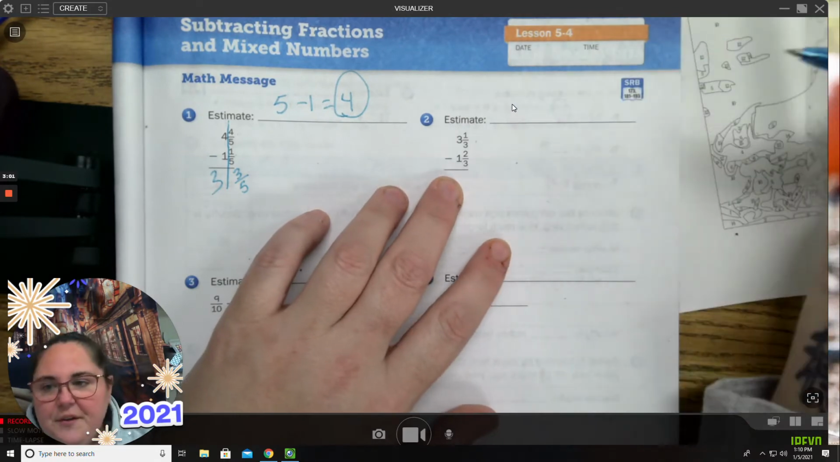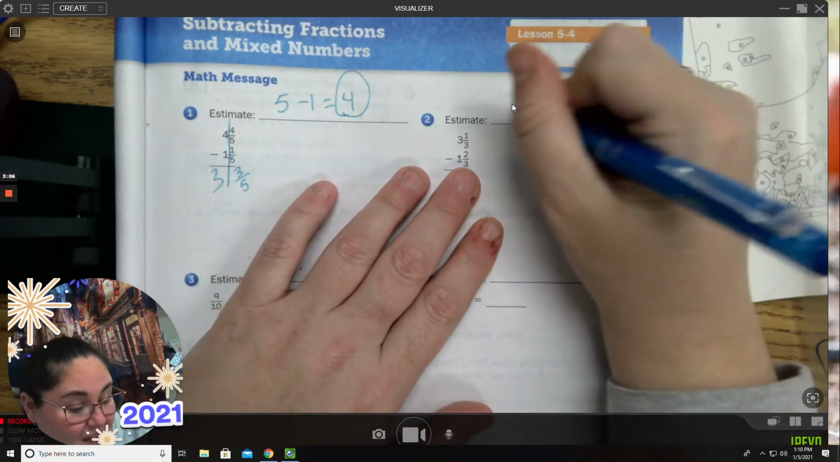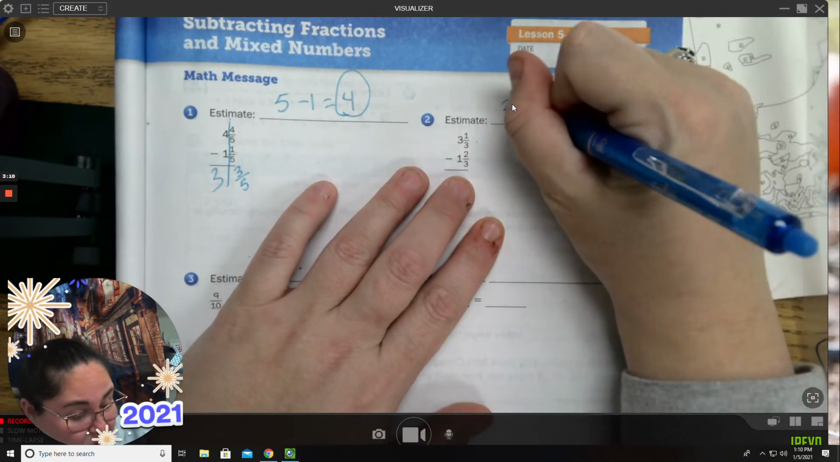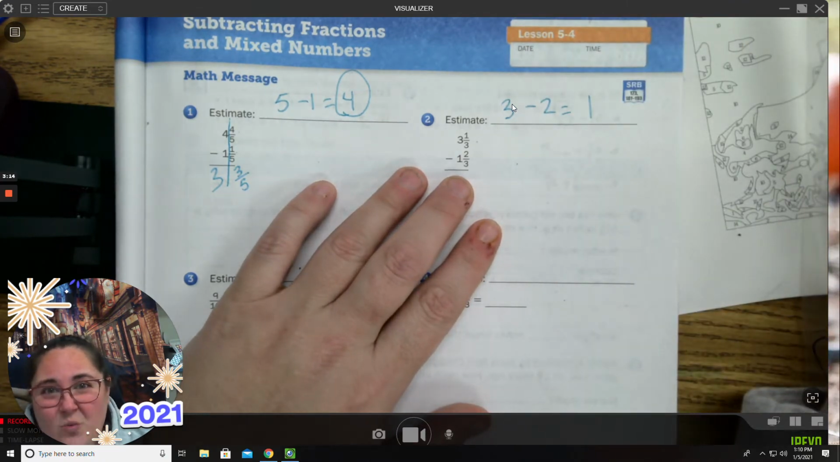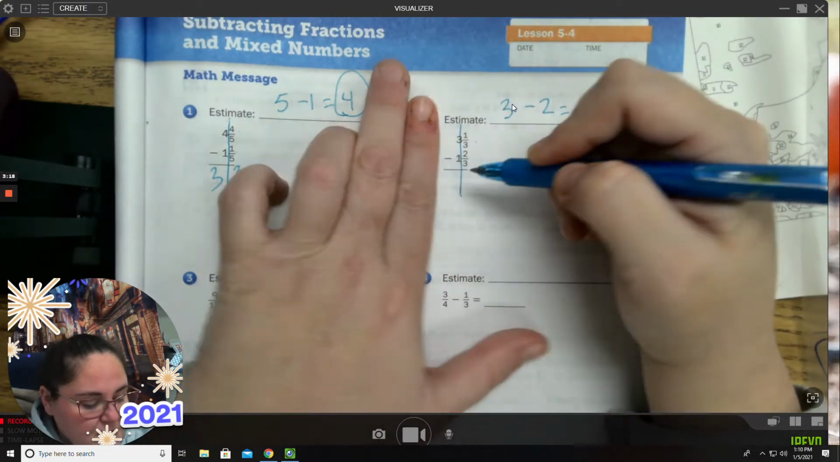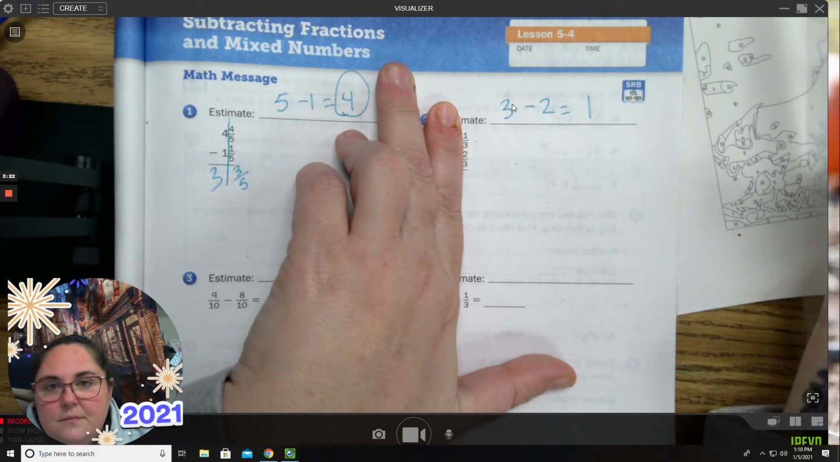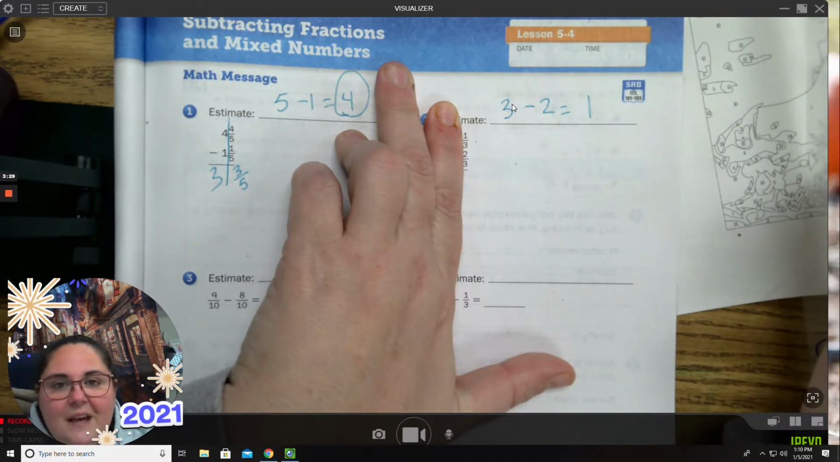3 and 1/3 minus 1 and 2/3. All right, 3 and 1/3, I'm going to say that's close to 3. 1 and 2/3, I'm going to say that's closer to 2. 3 minus 2 is going to be 1. It's going to be kind of close to 1. All right, let's try our stacked method first. 1/3 minus 2/3. I'm stuck. You can't do it. You cannot subtract 1/3 minus 2/3.